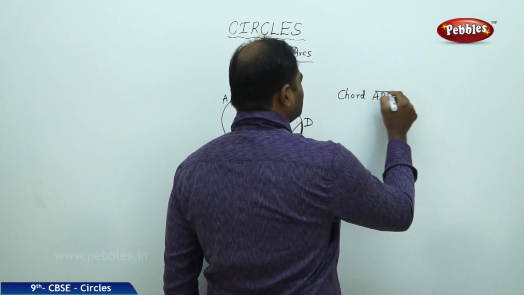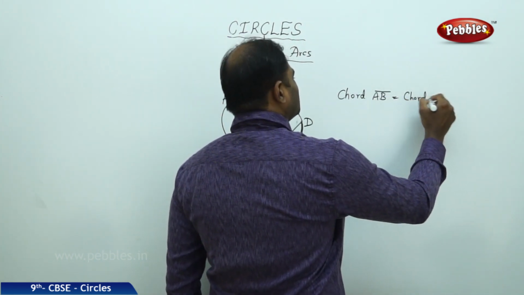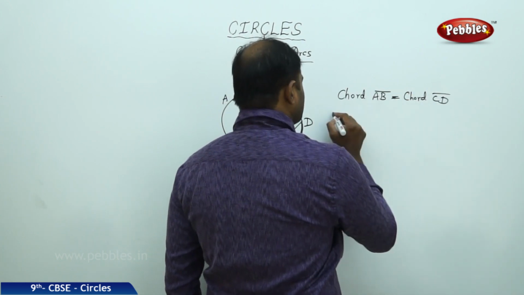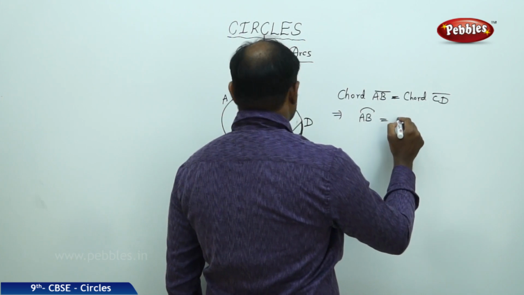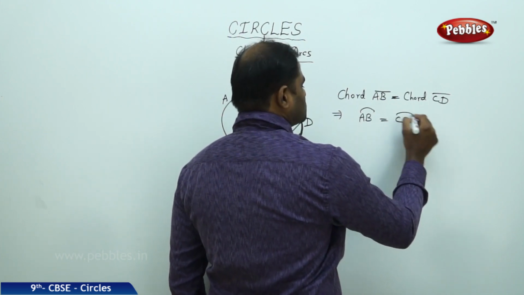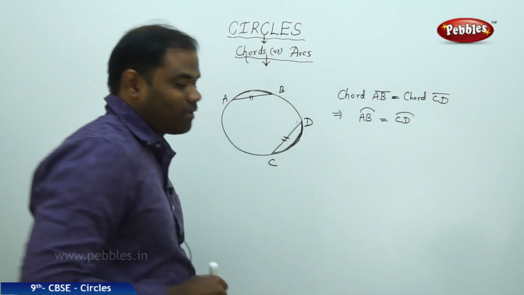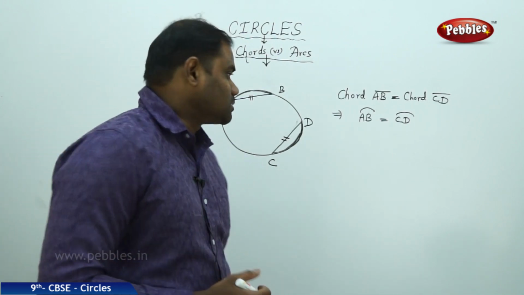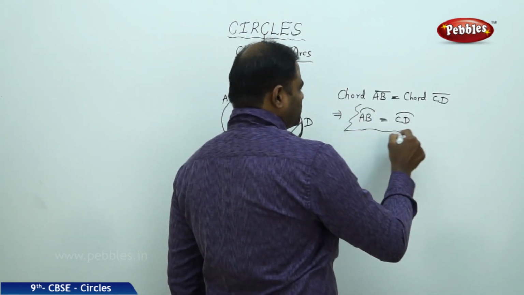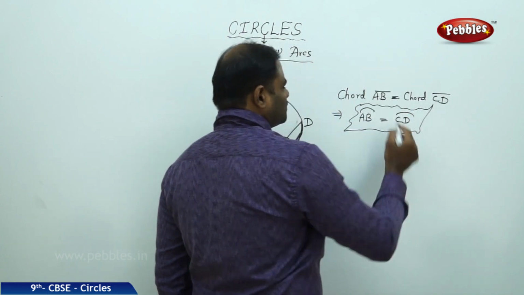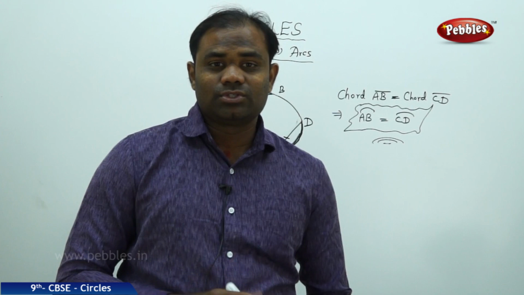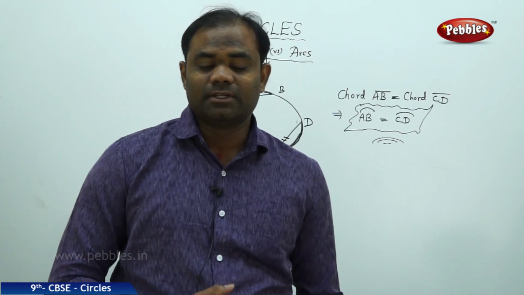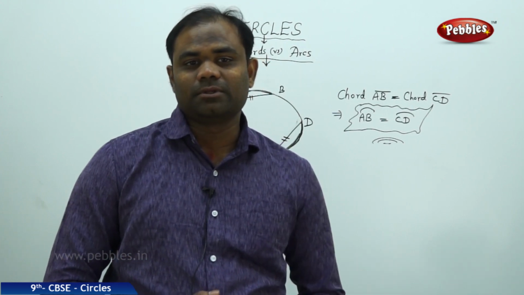Chord AB is equal to chord CD, that implies arc AB is equal to arc CD, or they are congruent, is how we understand the property. Two chords of equal lengths make two equal arc lengths, is how we understand the property.